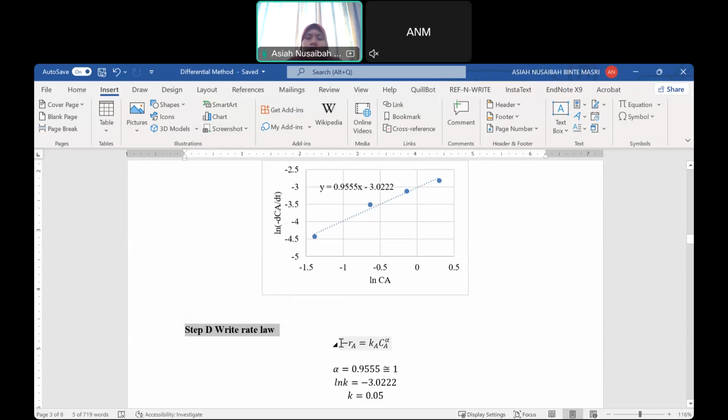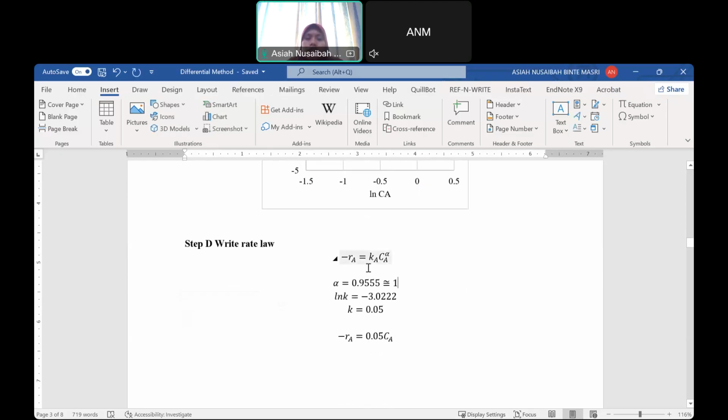So we know that the rate law is minus RA equals KA CA to the power alpha. And from the graph in step C, we found that alpha, the order, is equal to 0.955, which is close to 1. And ln K, our intercept, is equal to minus 3.0222. Thus, K is equal to 0.05. As we put it back into the rate law, we get our rate law as minus RA equals 0.05 CA. So we have solved the question.